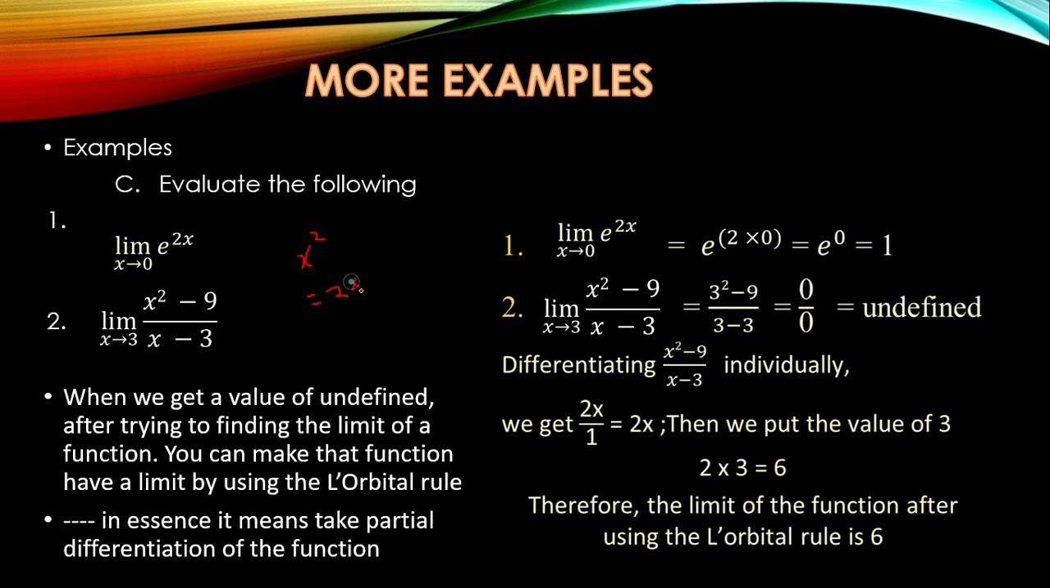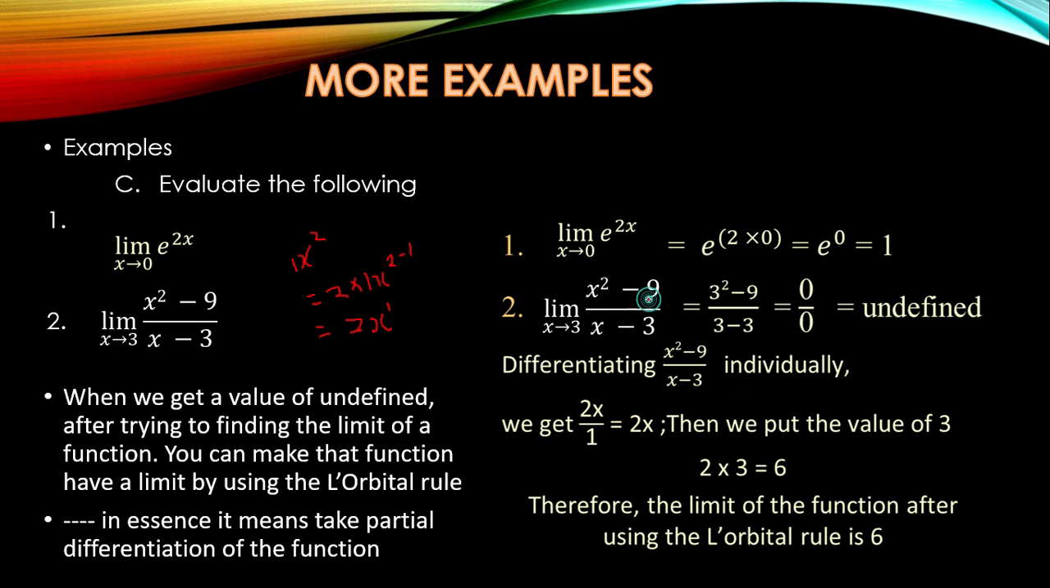We get 2 times the coefficient, which here is 1, right? So we have 2 times 1x, then we have 2 minus 1, which will give us what? 2x. 2 minus 1 is raised to the power of 1, which can also be 2x, and that is why I have 2x here.